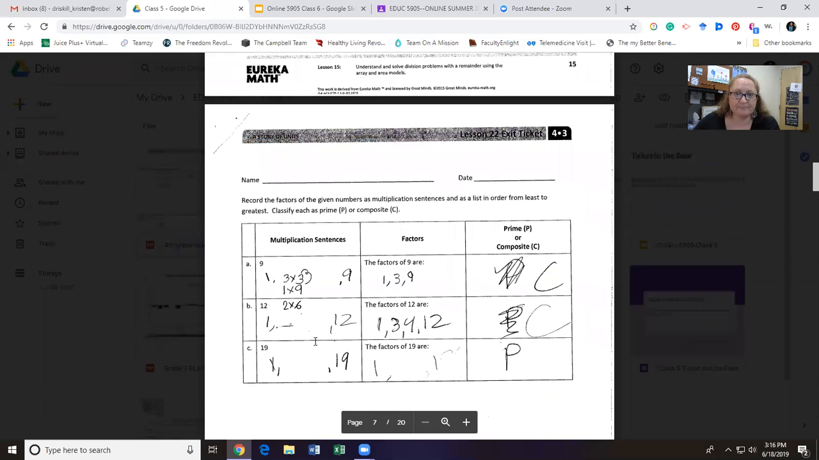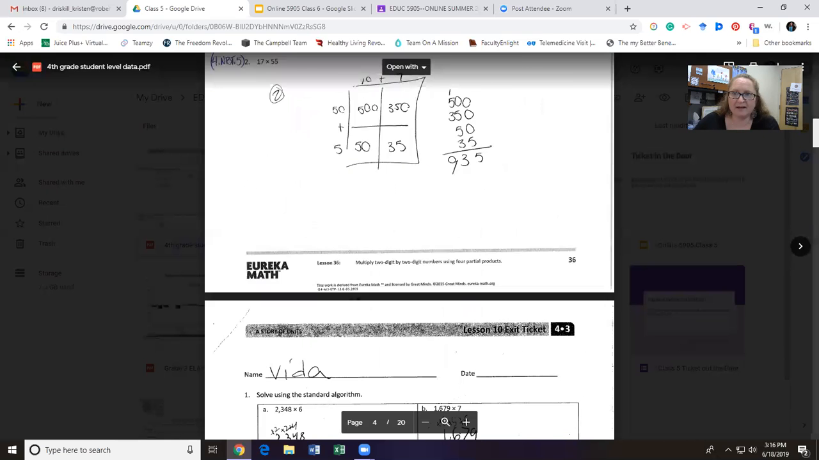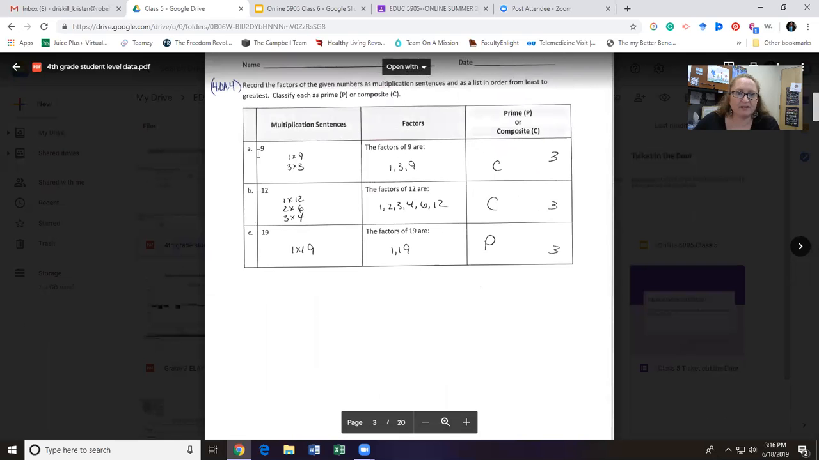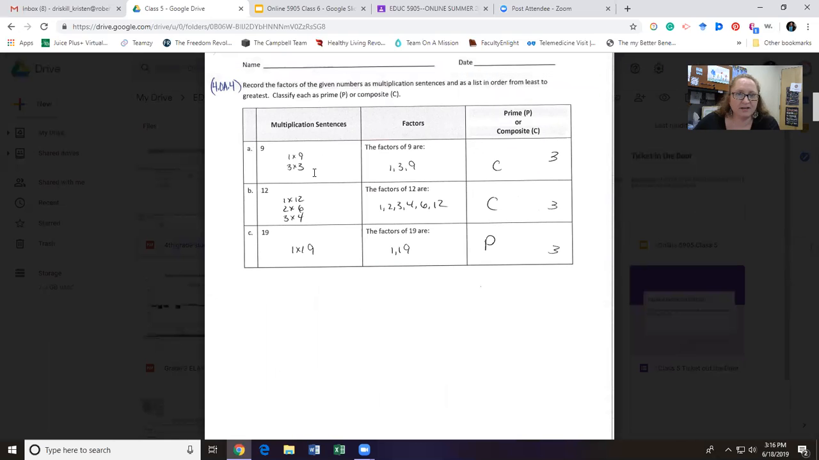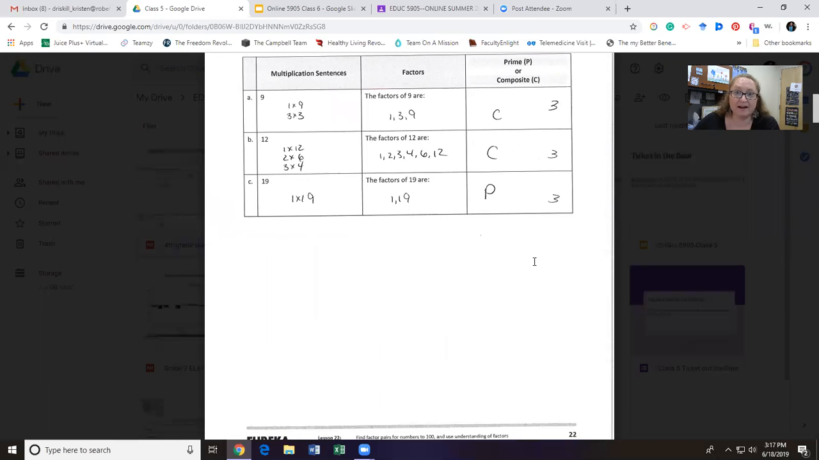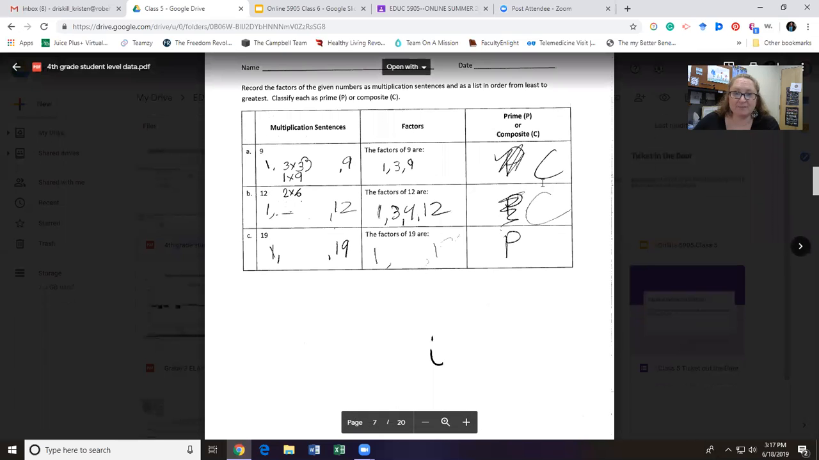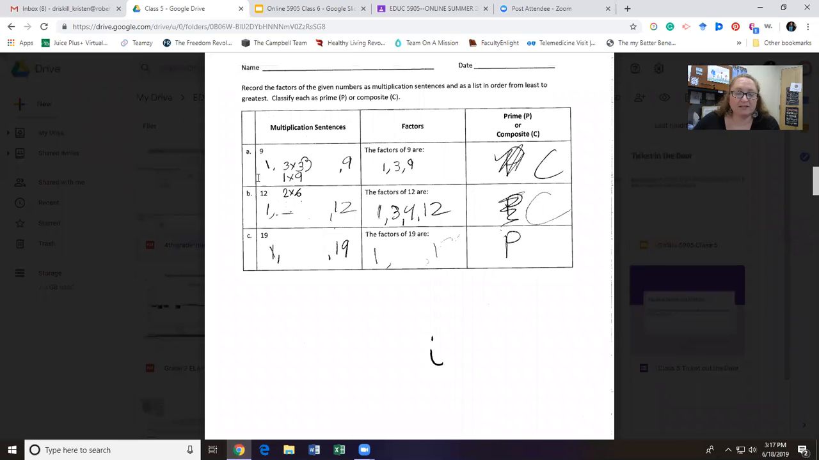Okay? Next, prime and composite and factors. So let's go back up here. In this one, they were given a number like 9, then they had to write multiplication sentences. 1 times 9, 3 times 3, write what the factors are, and then prime or composite. Okay? I'm not going to lie, prime and composite, not one of my fortes. So she gets prime and composite. Now let's look. 9, she's got the 3 times 3 and the 1 times 9, and she's got those factors. She's got it there. 12, she has 2 times 6. Now it looks like she's trying to write factors.